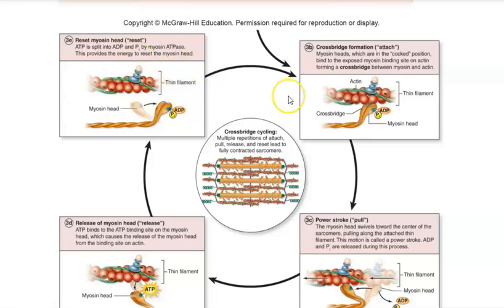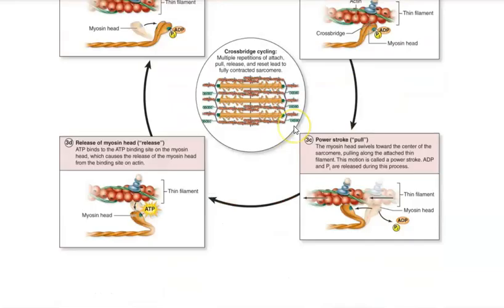Okay, so what has to happen for relaxation to occur? I want you to know this. The sarcoplasmic calcium levels are going to fall. Calcium is going to be removed from troponin, and tropomyosin is going to move back into position where it blocks the myosin binding sites on actin, okay?